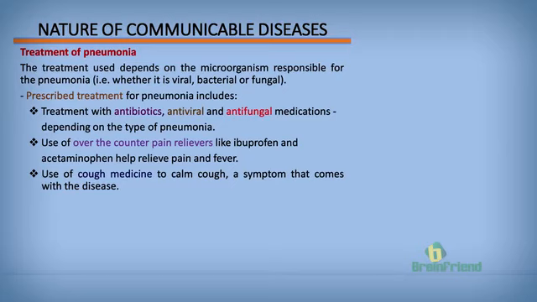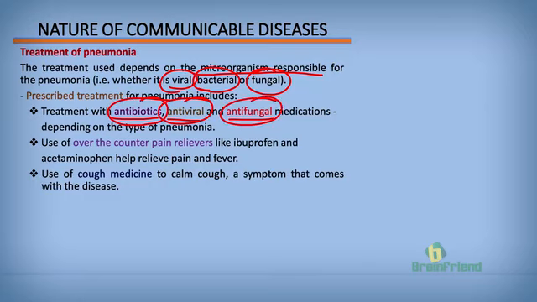How do we treat pneumonia? The treatments used depend on the microorganism responsible for the disease. So it will depend on if the pneumonia is viral, bacterial, or fungal. Prescribed treatment for pneumonia includes antibiotics, antiviral, and antifungal medications. This, of course, depends on the type of pneumonia. If it's pneumonia caused by bacteria, we can deal with it with antibiotics. Pneumonia caused by virus, we can deal with it with antiviral medications. While pneumonia caused by fungi, we can deal with it with antifungal medications.